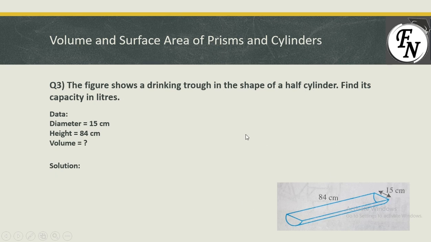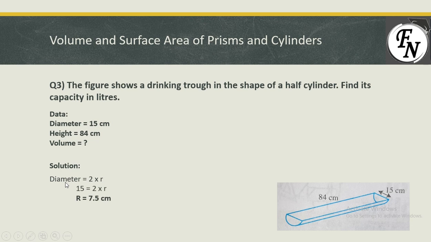As we know, the volume of a cylinder is pi r square h. So this is half of the cylinder. That means we will divide that formula by 2 to get the half cylinder volume. In this case, we have been given that the diameter is 15 centimeters and the height is 84 centimeters. So first we need to find the radius, and then we will use the formula to find the half cylindrical volume. I've written the data here. The diameter is 15 centimeters, the height is 84 centimeters, and we need to find the volume.